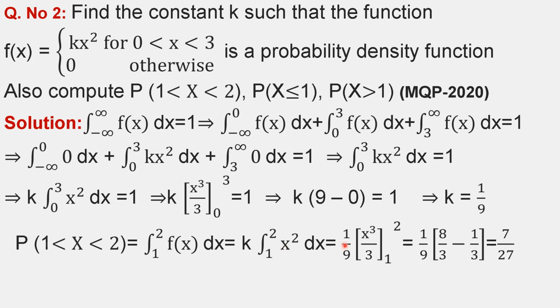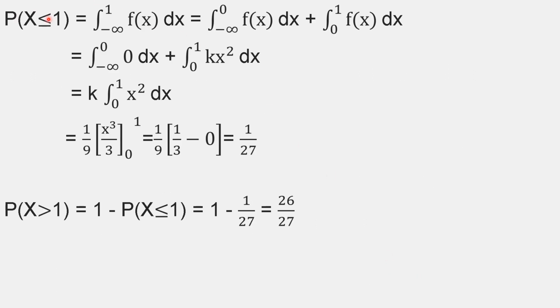And the integral of x square is x cube by 3. Take the difference at the upper limit 2 and lower limit 1. K is 1 by 9. So 1 by 9 into, put x as 2: 2 cube is 8, so 8 by 3, minus, put x as 1: 1 by 3. 8 by 3 minus 1 by 3 is 7 by 3. 1 by 9 into 7 by 3 is 7 by 27.